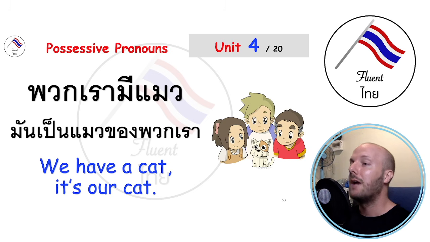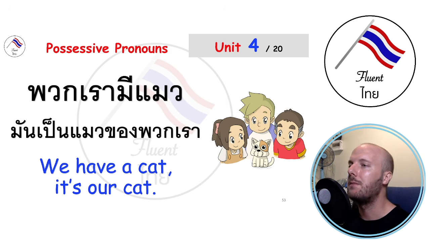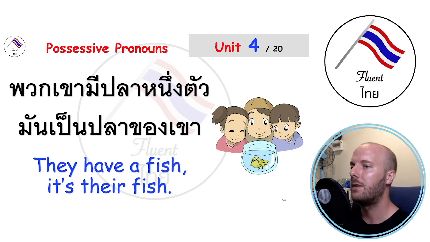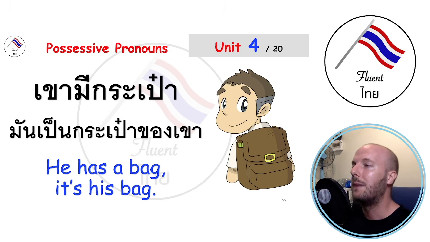Anyway, we have a cat. It's our cat. พวกเรามีแมวมันเป็นแมวของพวกเรา. They have a fish, it's their fish. พวกเขามีปลาหนึ่งตัวมันเป็นปลาของพวกเขา. He has a bag, it's his bag. เขามีกระเป๋ามันเป็นกระเป๋าของเขา.